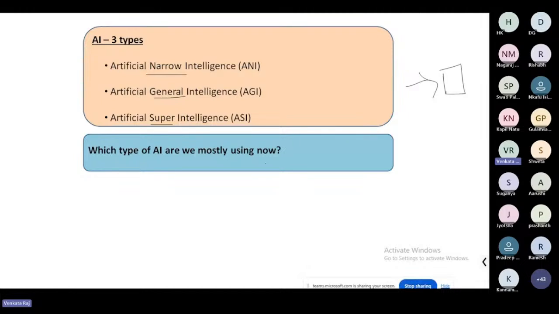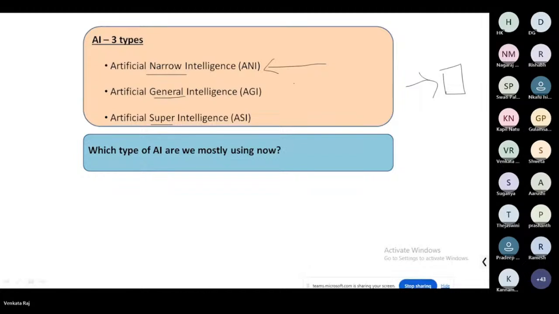Now the next question is, guys, what do you think? Anyone? Which type of AI are we mostly using now? Narrow. Others? What type of AI are we mostly using now? General intelligence. We are mostly using ANI, that is artificial narrow intelligence. We are currently living with ANI.